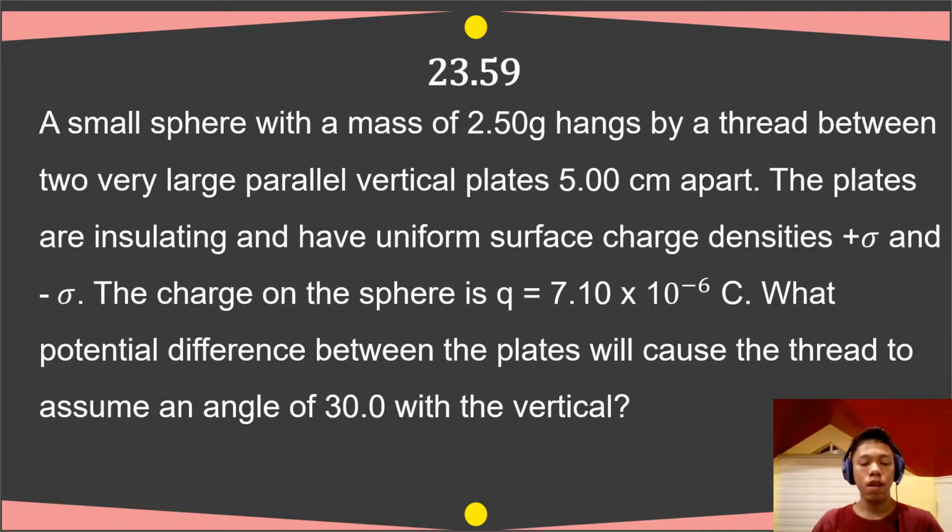Last problem. A small sphere with a mass of 2.5 grams hangs by a thread between two very large parallel vertical plates 5 centimeters apart. The plates are insulating and have uniform surface charge densities plus sigma, or positive sigma, and negative sigma. The charge on the sphere is q equal to 7.10 times 10 raised to negative 6 coulombs. What is the potential difference between the plates that will cause the thread to assume an angle of 30 degrees with the vertical?